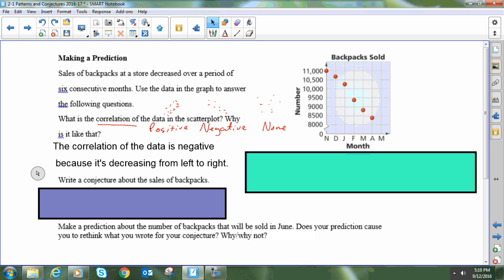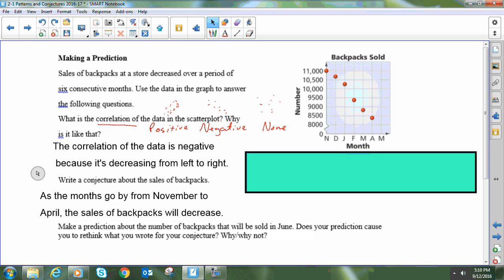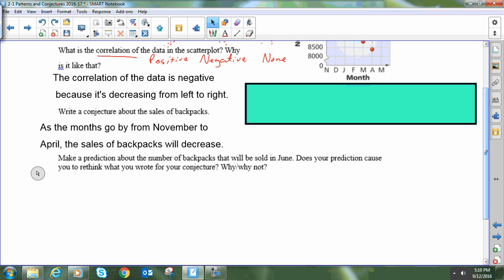Well, what conjecture could we write about that? So go ahead and pause the video when you're ready, write a conjecture, and come back when you're done and check mine out. So the conjecture that I'm writing is, as the months go by from November to April, the sales of backpacks will decrease. Now this is where there's no really clear answer for this one. I want you to make a prediction.